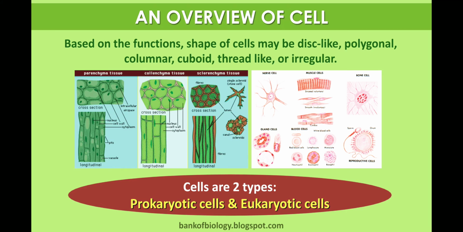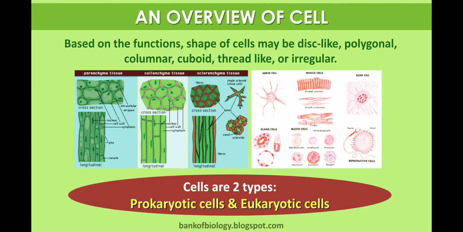Based on their function, cells are classified in different shapes. The shape of a cell may be disc-like, polygonal, columnar, cuboid, thread-like, or irregular.